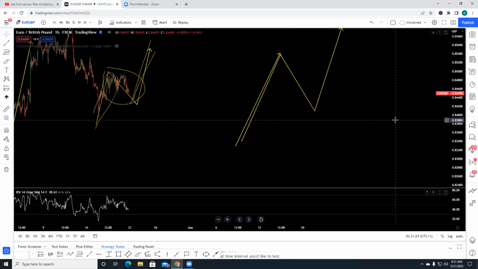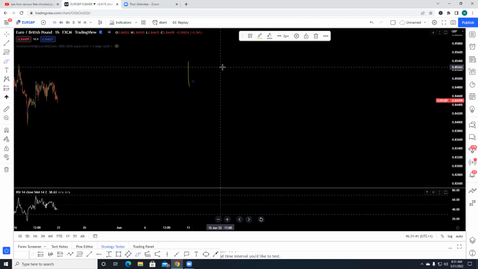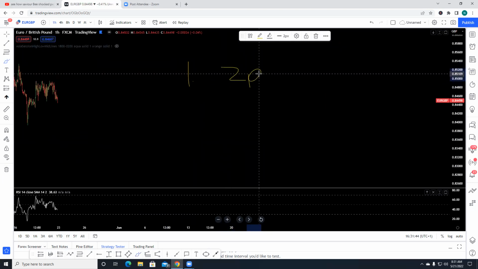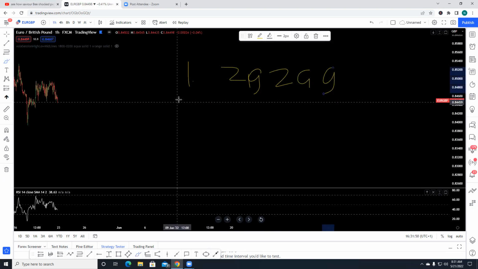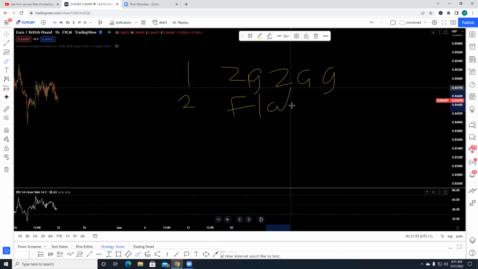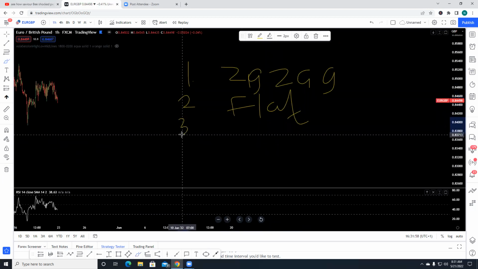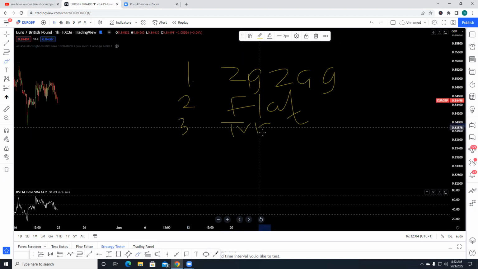Okay, so having gotten this, we want to see the 4 different types of corrective structure that we are going to be studying in this lesson. 4 different types of corrective structure, guys. Number 1, we're going to be looking at what we call zigzag corrective structure. Number 2, we're going to be looking at flat corrective structure. And then number 3, we're going to be looking at triangle corrective structure.